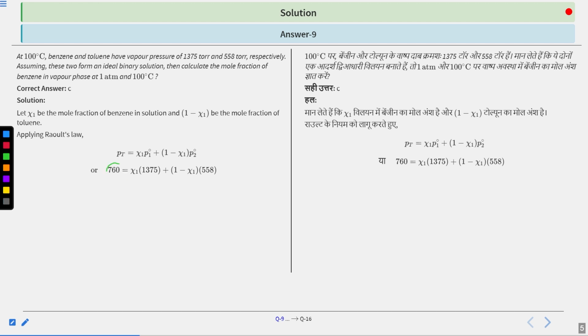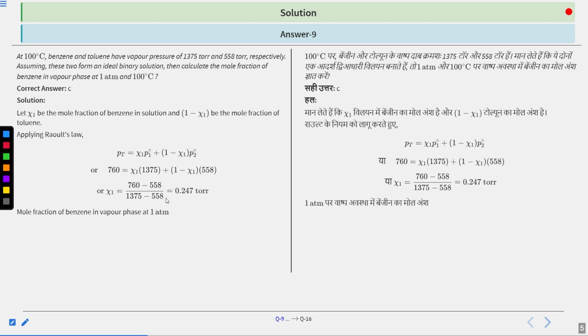Now we know this is 760. This is the total pressure that is given. It is 760 mm of Hg because 1 atm is equal to 760 mm of Hg, and this is given as 1 atm. Then chi1 into P1 naught. P1 naught and P2 naught are the vapor pressures of the pure forms. So we put this in, and that helps us calculate chi1.